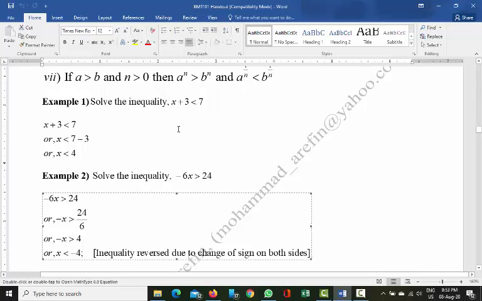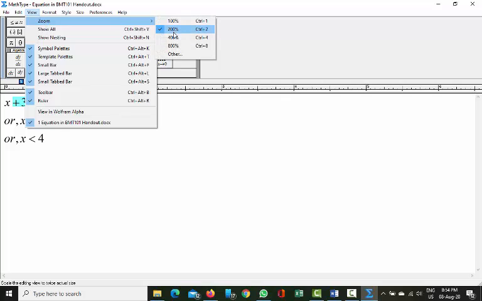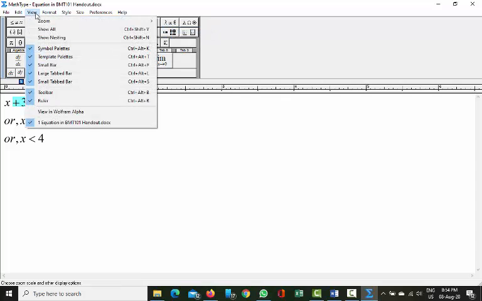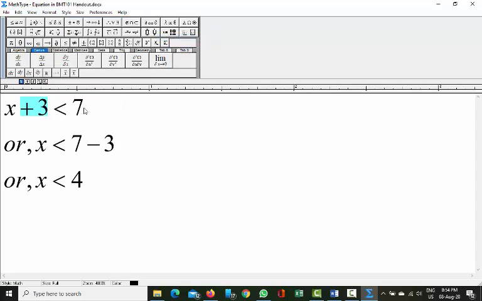Now let's solve question number 1. Here in question number 1 we have x plus 3 is smaller than 7. Similarly to a simple equation, we will move this 3 to the right hand side. Here it was plus; if you move it to the right hand side, it will become minus. So 7 minus 3, that means 4. That means x should be smaller than 4.